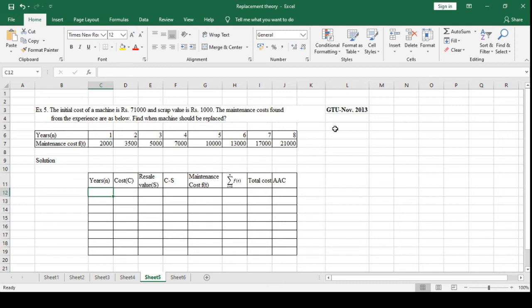Now we will start solving this example. So first of all we will write down the number of years, that is 1 2 3 4 5 6 7 8. Okay, then after that cost, which is your 71,000, already given to you. So that is your initial cost of the machine. Okay, so 71,000, and that will remain constant throughout the 8 years. 71,000.